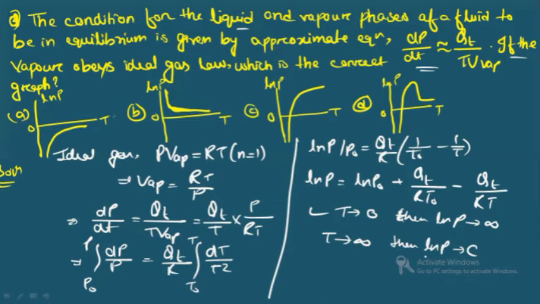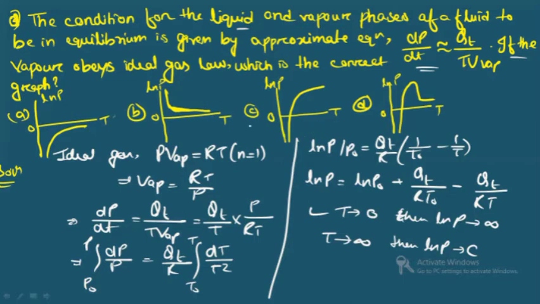Next you see if T tends to infinity, then ln P is what? Constant. Constant means what? After a certain time, first it will be infinity, and then it will have a constant graph. If you see, the first graph is not that. All right. The second graph is already out. It is eliminated because it is on the positive side.